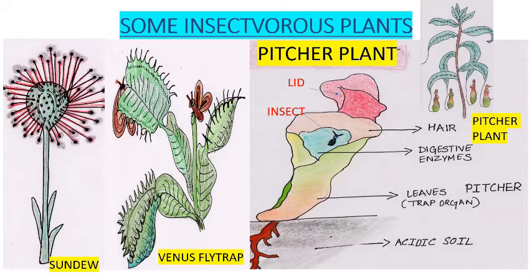The wall of the pitcher secretes digestive juices which digest the protein present in the body of the insect to form simpler nitrogen compounds like amino acids. These simpler nitrogen compounds are absorbed by the walls of the pitcher and used by the whole pitcher plant.